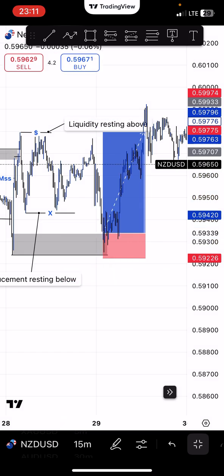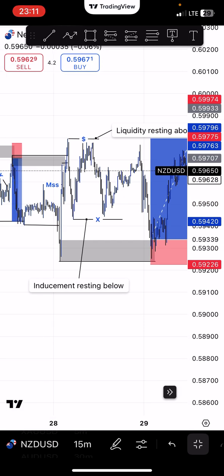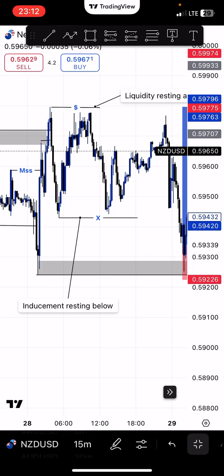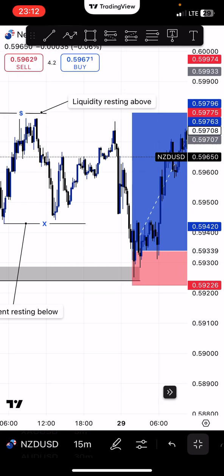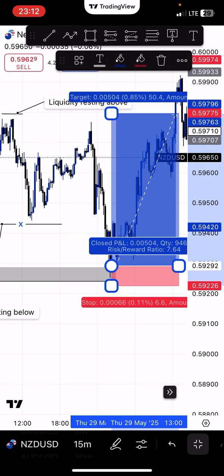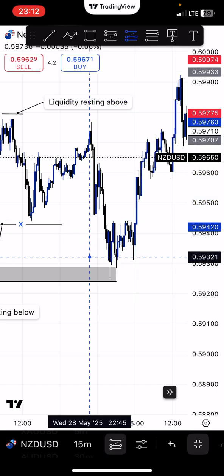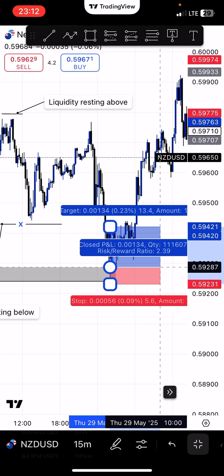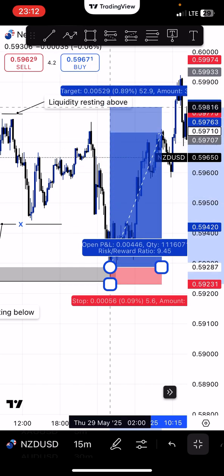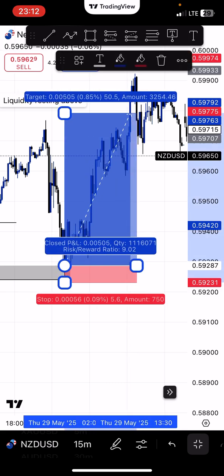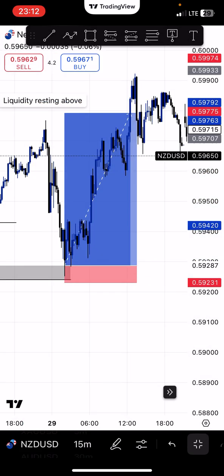But actually, I refined my entry. Those that do trade, you understand what I mean by refining my entry. After refining, I think at that point that was where my entry was. This was how my trade looked. Stop loss below, TP at the liquidity. So this was how I caught this beautiful bag.